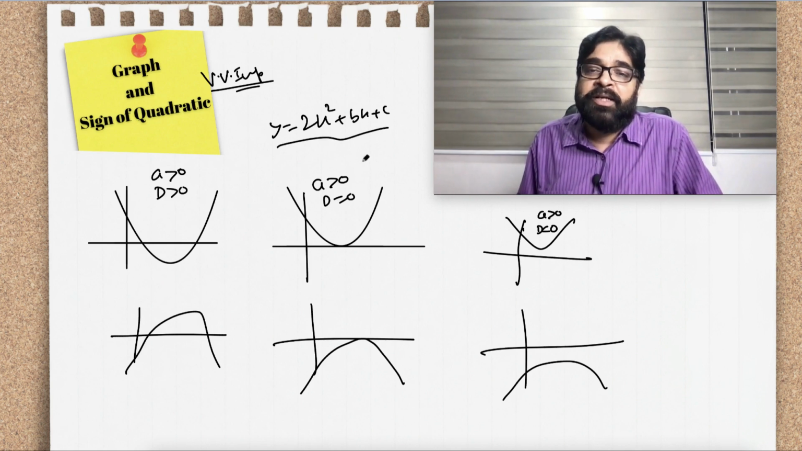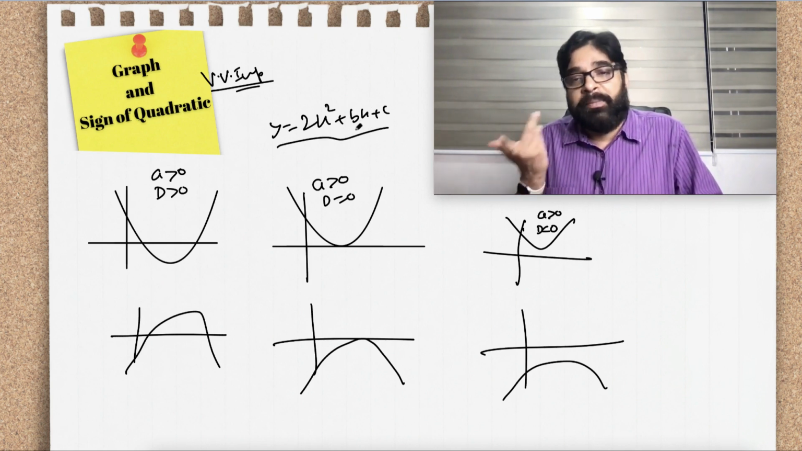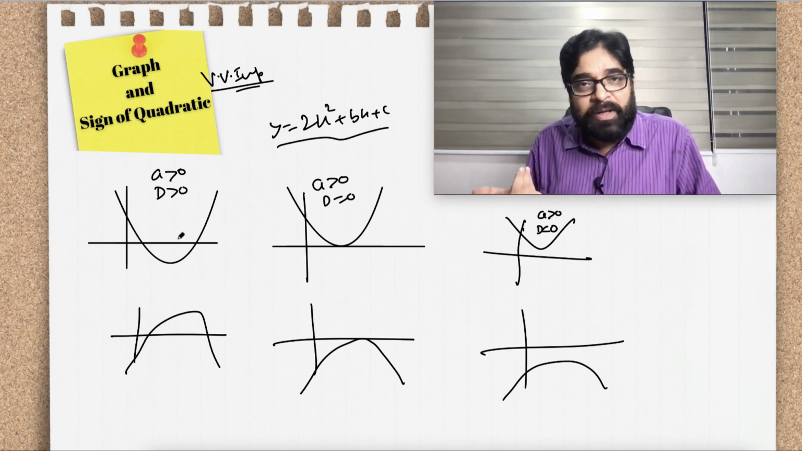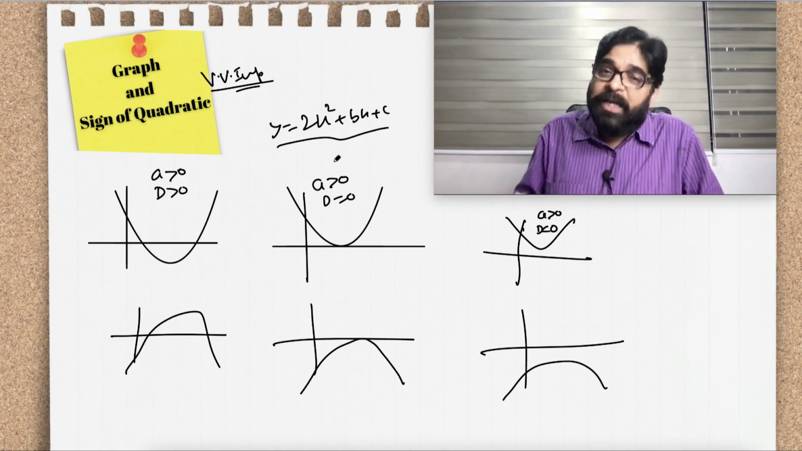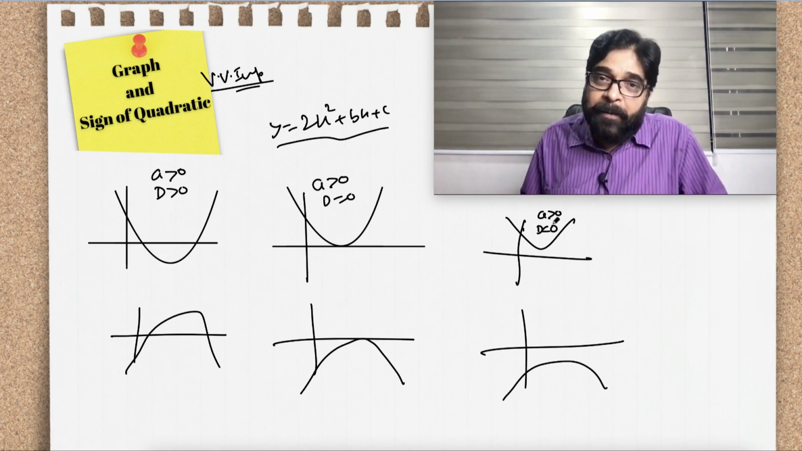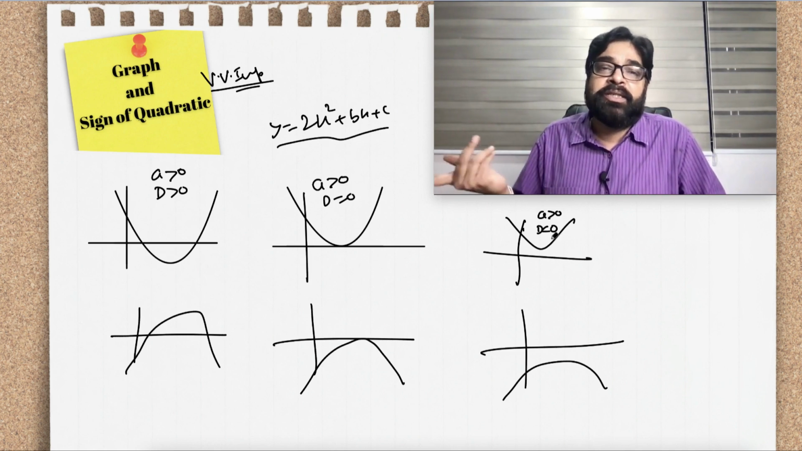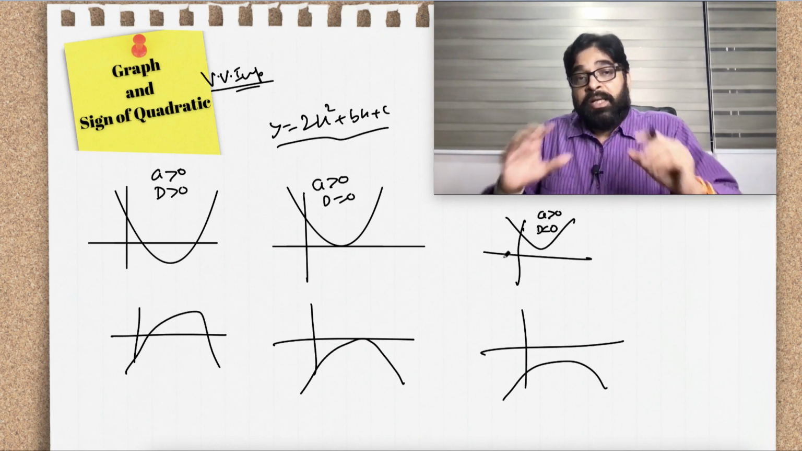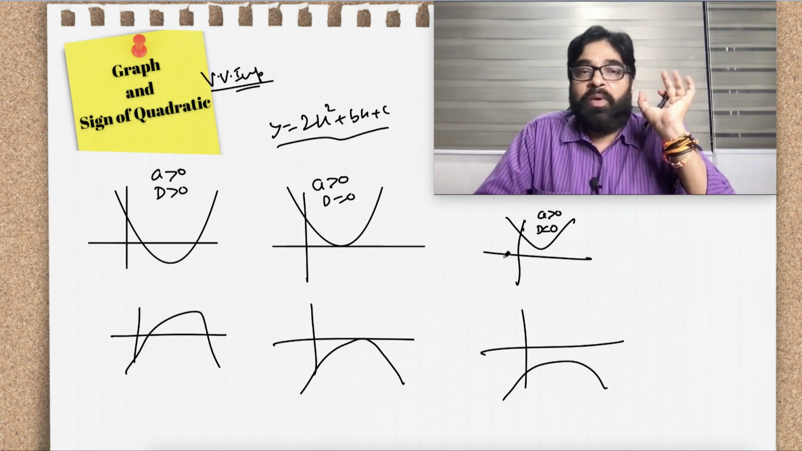Suppose graph of this. If they ask you, when will y be always positive? Arey bhai, here y can be negative also, can be 0 also. Here y can be positive or 0. If they are saying only positive, this condition should be satisfied. And here a greater than 0 already, so d less than 0, put it, condition, question done. Graph is the most important thing for the quadratic.